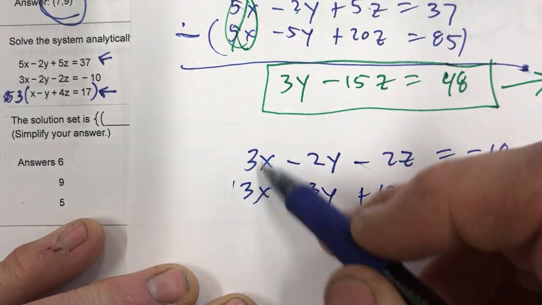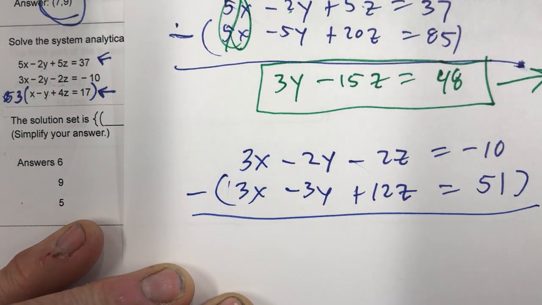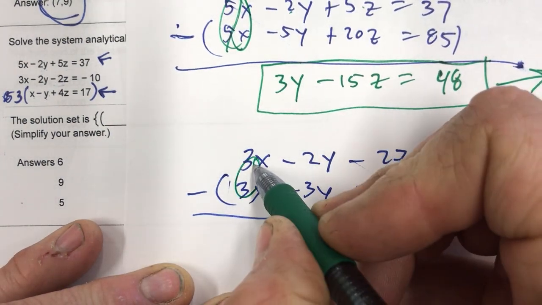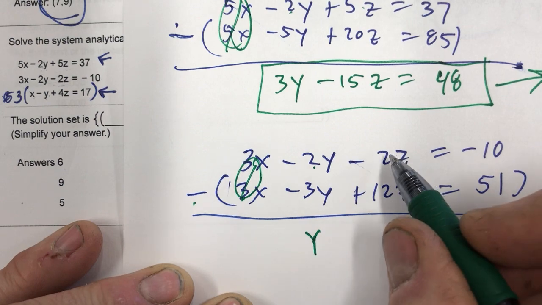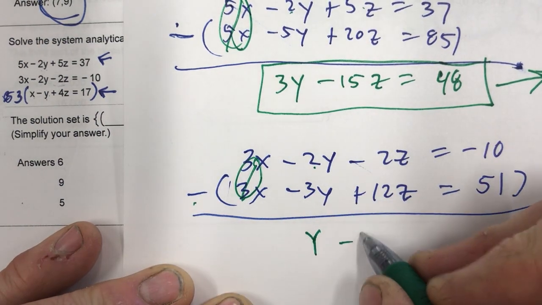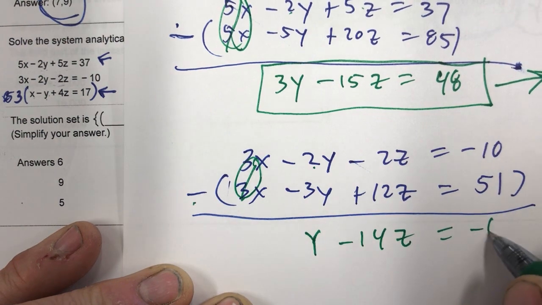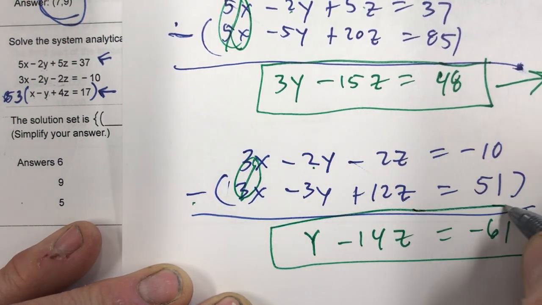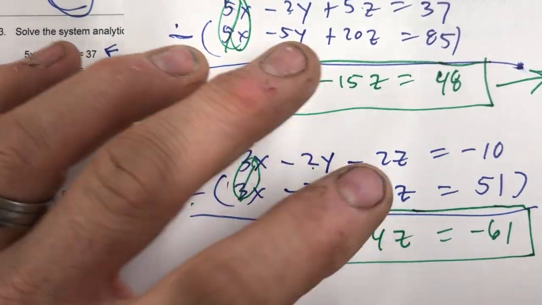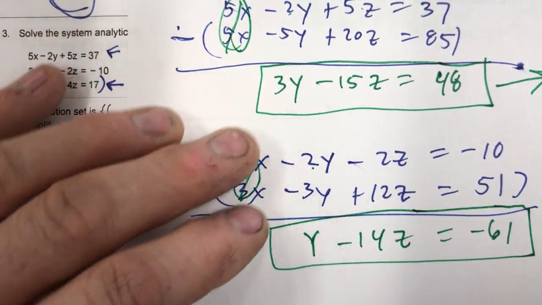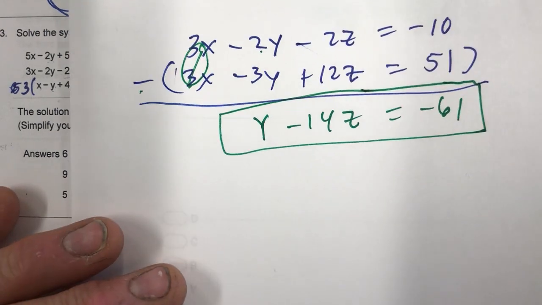Okay, and now see my x's match, so I'm just going to subtract them again. All right, so that gives me 3 minus 3 eliminates. Negative 2 minus negative 3 would be 1y. Negative 2z minus 12z would be negative 14z. And then negative 10 minus 51 would be negative 61. And there you go. There's another equation with just 2 variables. So now I could take these 2 equations and solve them for x, for y, and z.